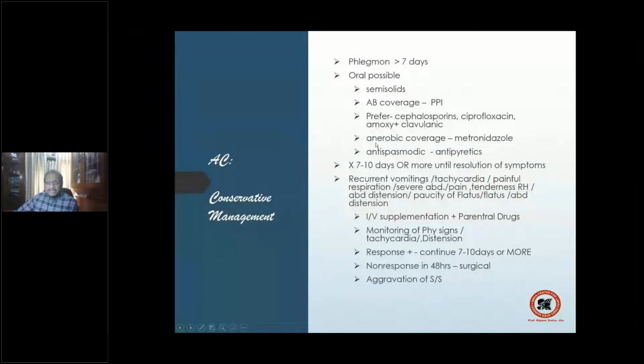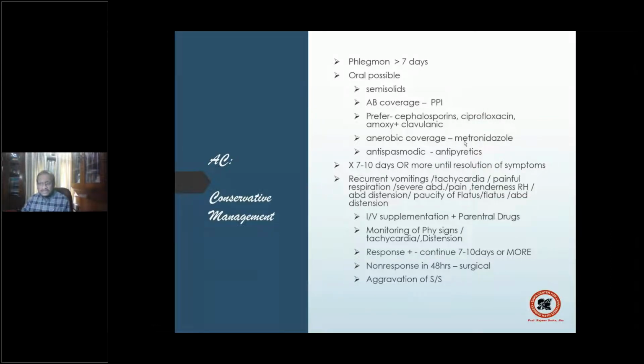Anaerobic coverage is always metronidazole, and that has to be included in the coverage of antibiotics. Antispasmodics and antipyretics as required. So continue this treatment for 7 to 10 days or more until you find complete resolution of symptoms, right?